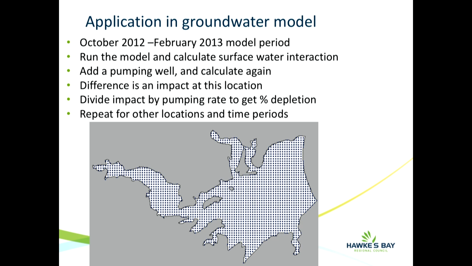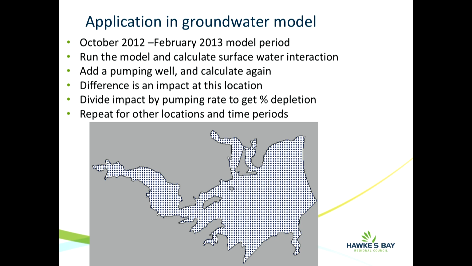So we ran the model over October 2012 to February 2013 to run the simulation over what was a very dry summer. And we ran the model without any pumping in the model and calculated the surface water interaction. Then we added one pumping well, which should be one of these dots. So put a pumping well there, run the model again for a certain abstraction and calculate the difference in the stream and river discharges. And the difference between that and the model that was run previously without any pumping is the stream depletion impact. Then we can calculate the percentage of stream depletion.